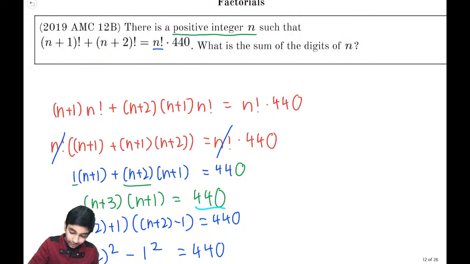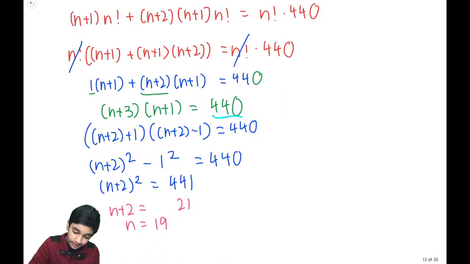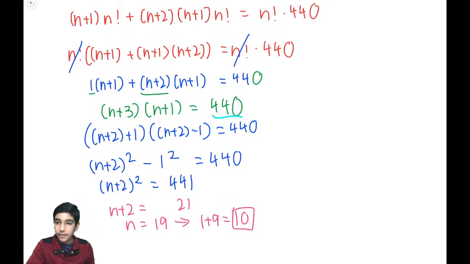And we're asked to find, oh, that's not the answer actually. We want to find the sum of the digits of n. So it's going to be 1 plus 9 equal to 10. And that was the answer to this problem.